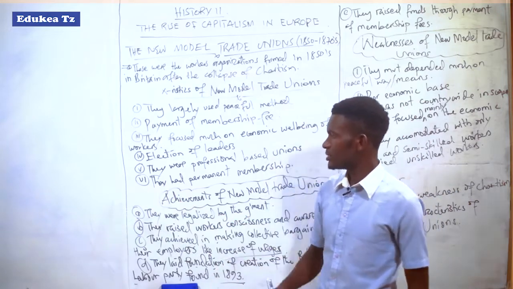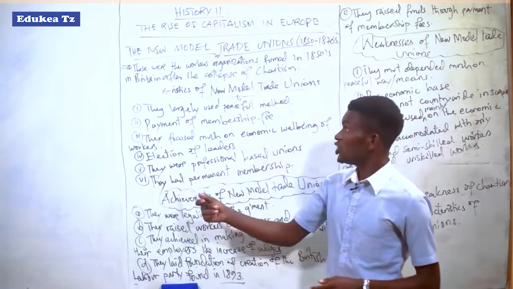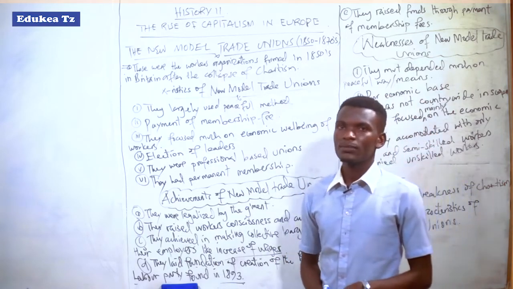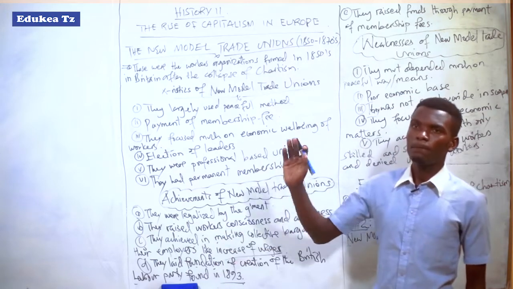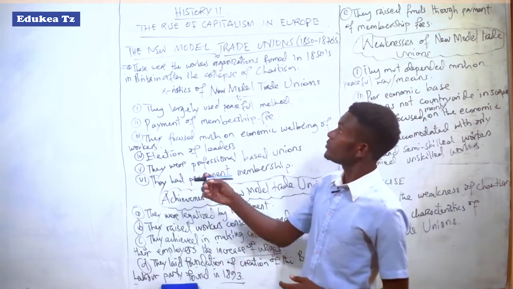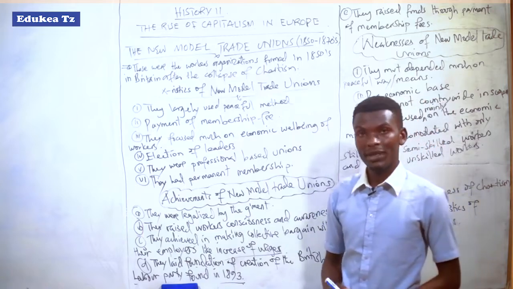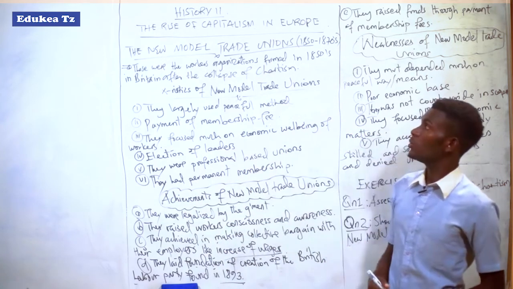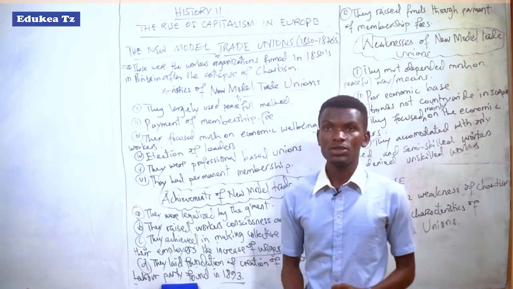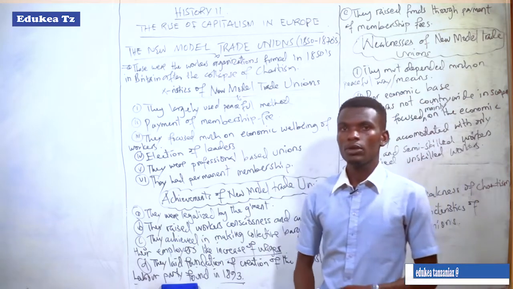The last characteristic was that they had permanent membership. It means that the new model trade unions had permanent membership, which was different from prior working class movements like Chartism, because those had no permanent membership. But the new model trade unions had permanent membership that led to cooperation in demanding their economic rights.